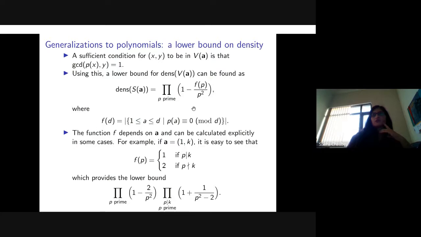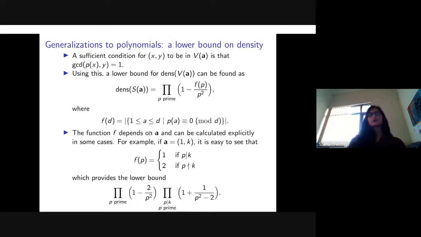in terms of this infinite product. So the density of SA is less than or equal to the density of VA. And the density of SA is given by this, where f of d is the number of points A from 1 to d so that d divides P of A.